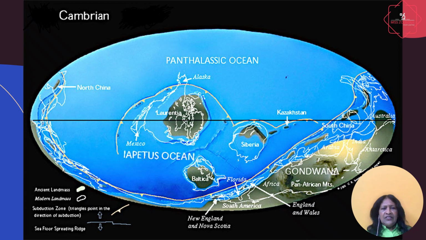Here you can see the image of the Earth during the Cambrian period. The sea was overflooding significantly. Lowlands were getting covered in water to a huge extent. The Panthalassic Ocean and the Iapetus Ocean covered around 80 to 85% of the Earth's surface.